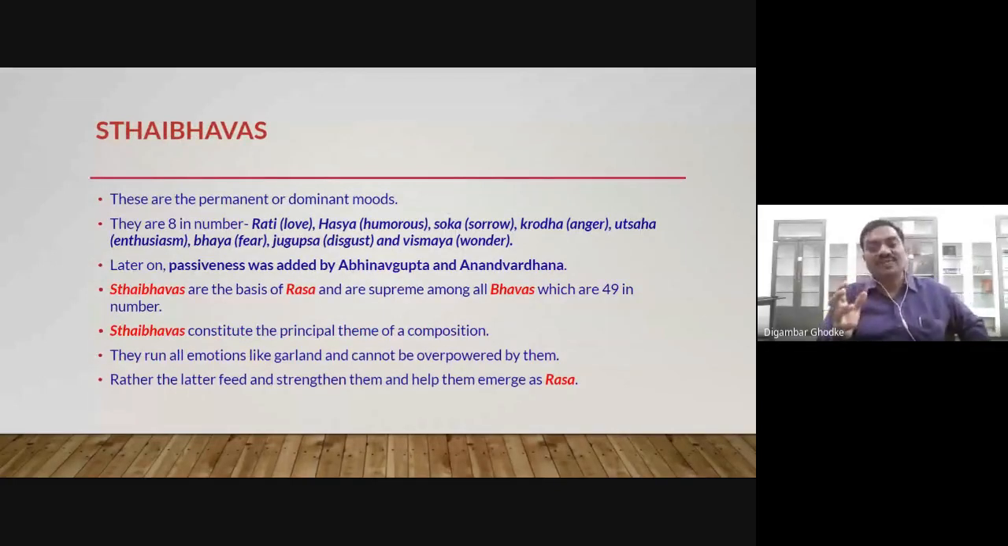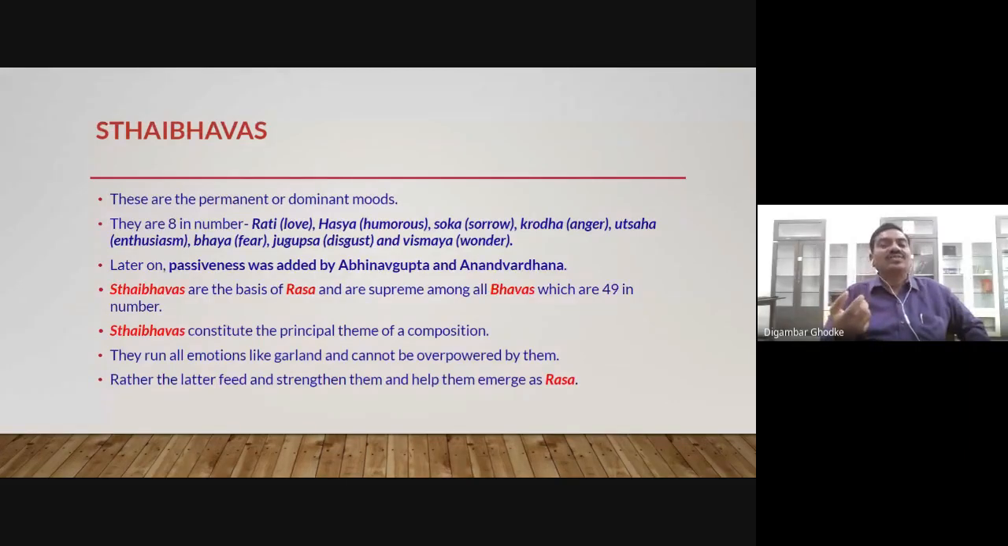We are Marathi speakers or Hindi speakers, and we are familiar with this word, sthai. Sthai means permanent, and bhava means emotion. So these are dominant and prominent emotions. These are the permanent or dominant moods, we can say, and they are eight in number. So they include rati. Rati means love. A desire to love is a sthai bhava.